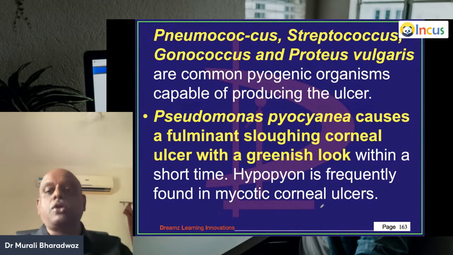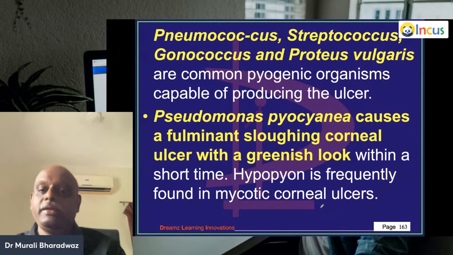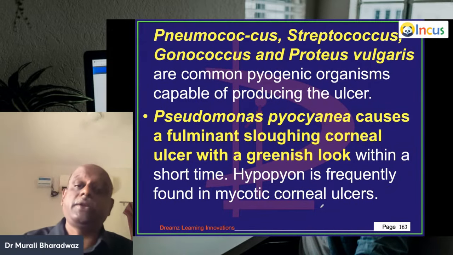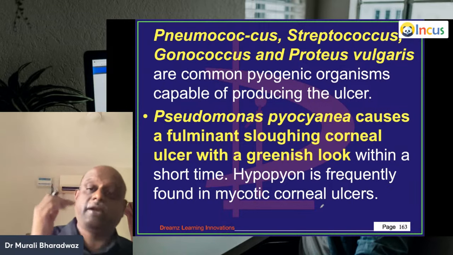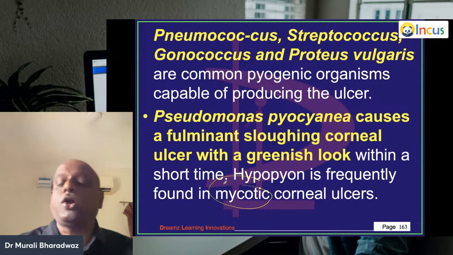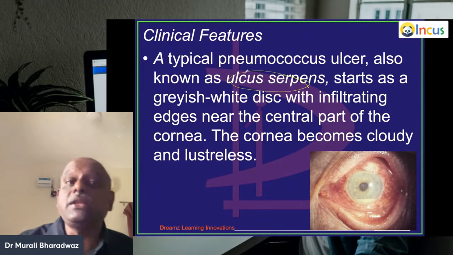Pneumococcus, streptococcus, gonococcus and Proteus vulgaris are all capable of producing corneal ulcer. Pseudomonas leads to sloughing of the corneal ulcer with a greenish look. Hypopyon is found in mycotic corneal ulcers. Pneumococcus leads to ulcus serpens.